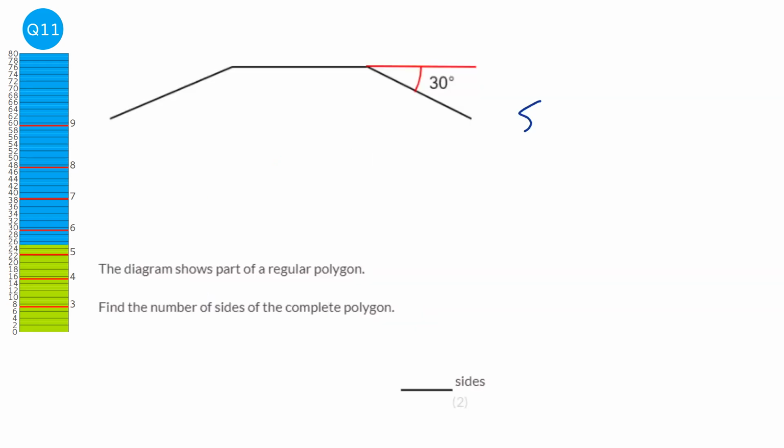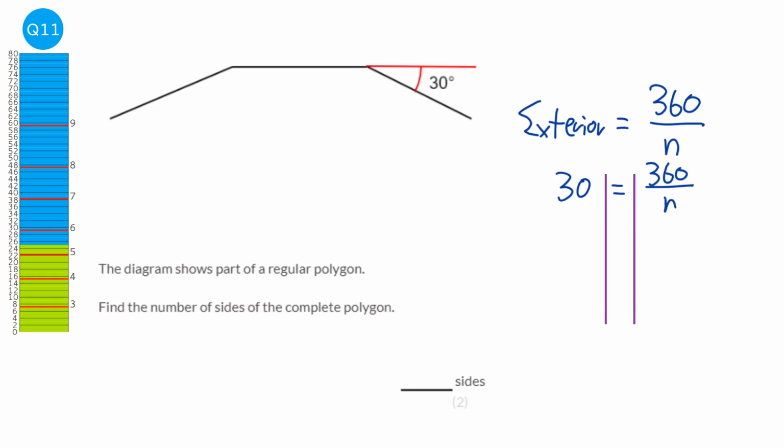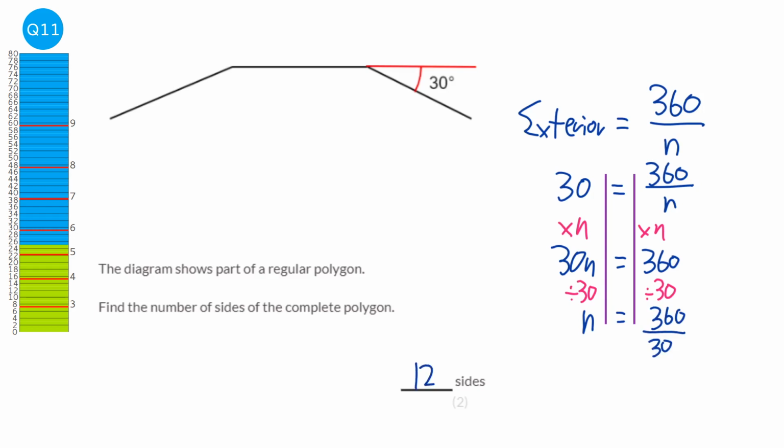The formula for an exterior angle for a regular polygon is 360 divided by the number of sides. Now here we're given the fact that the exterior angle is 30 and we're looking for n, so we just need to rearrange the equation. We can times both sides by n. And then divide both sides by 30. And so we've got n equals 360 divided by 30. And when you do 360 divided by 30, we get the answer of 12. So it's a 12-sided shape.